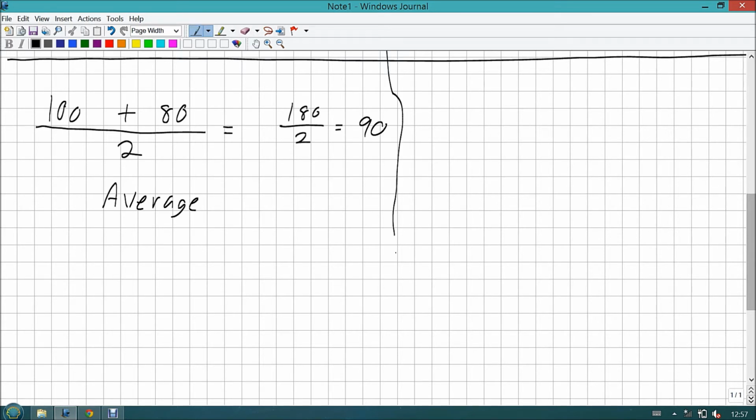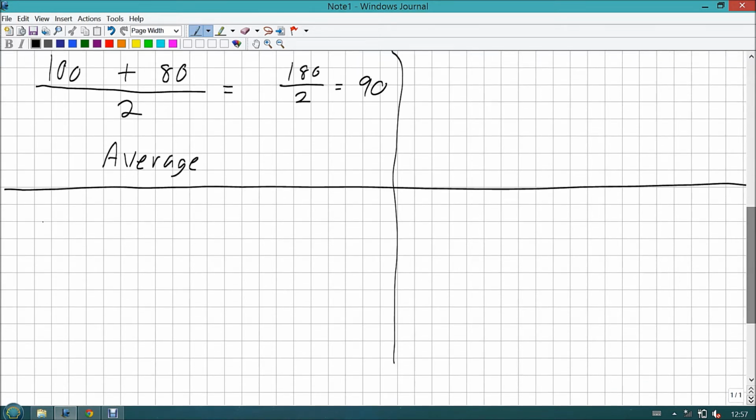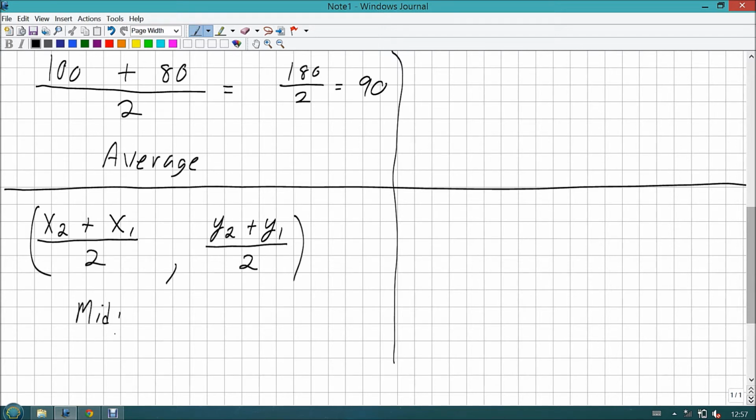Well, finding the midpoint is very similar to finding the average, except instead of looking at scores, we're looking at x-coordinates and y-coordinates. So to find the midpoint, use the formula x2 plus x1 divided by 2. And then for the y-coordinate, you would do y2 plus y1 divided by 2. This will give you your midpoint. So this is your midpoint formula.